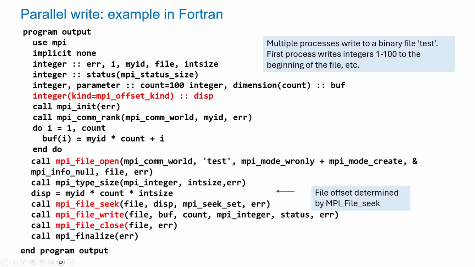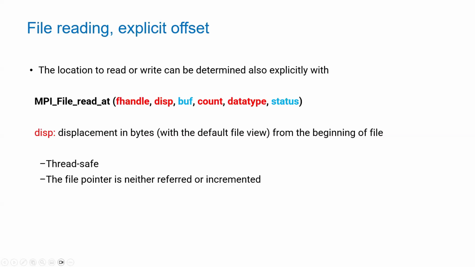That means the first one will start from the beginning, and the next one will start after the first has finished. This is done by calling MPI file seek. You have that displacement, and you set the default to get the offset. Once you get the offset, you write to the file with the buffer, the count, and in this case MPI integer and status, and you close the file. It's quite similar.